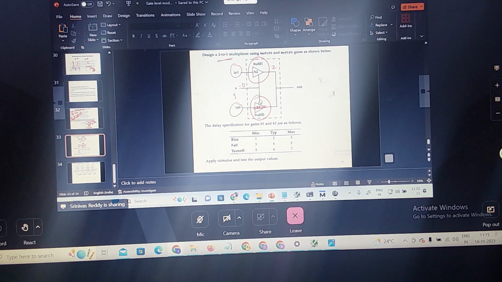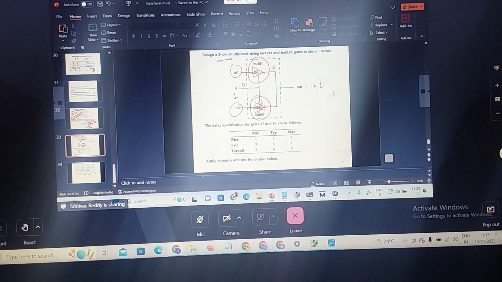When S is equal to 1, what does the 2x1 multiplexer have to select? I1 should be selected. In this case, I1 will be on, and the other should be an open circuit, not a closed circuit. Therefore, output is equal to IN1. It is selecting I1. S is 0, I0 it should select. S is equal to 1, I1 it should select. Did you understand this?